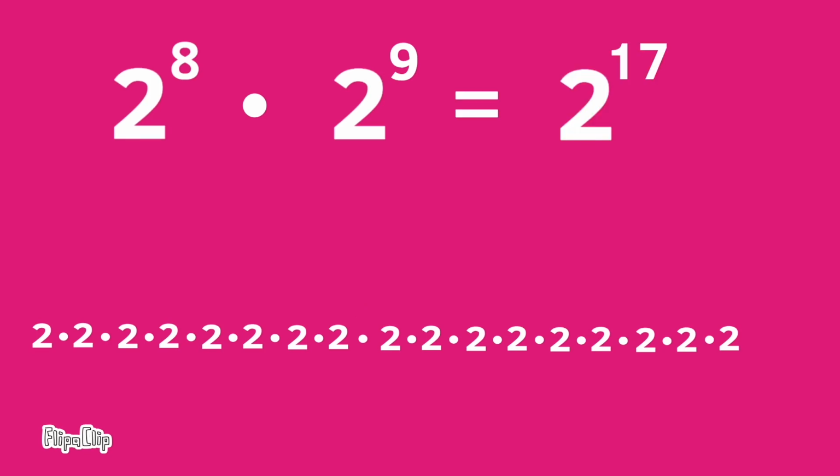Since the bases are the same, we can keep the base as 2 and add the exponents. 8 plus 9 is 17, so 2 to the power of 8 times 2 to the power of 9 equals 2 to the power of 17.